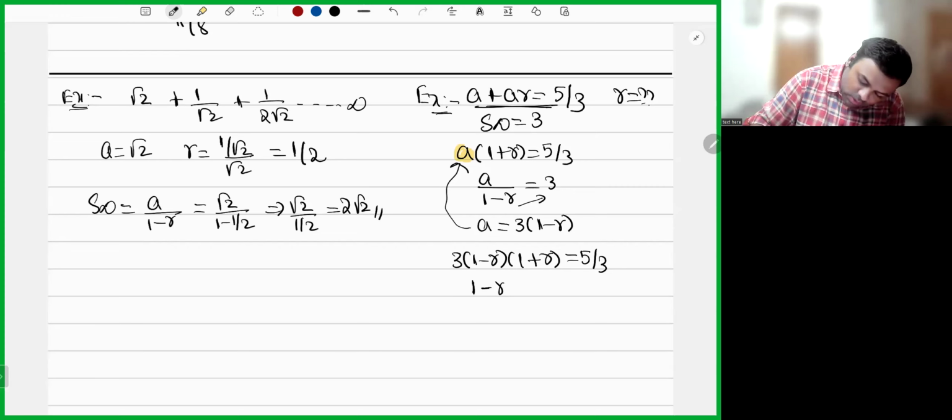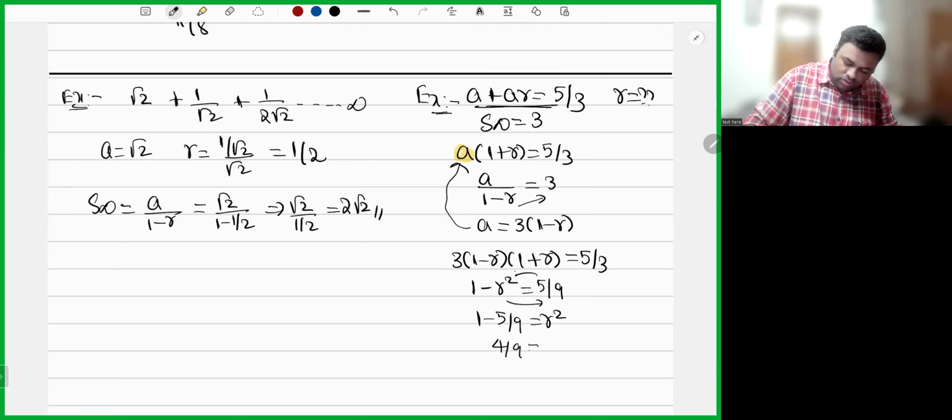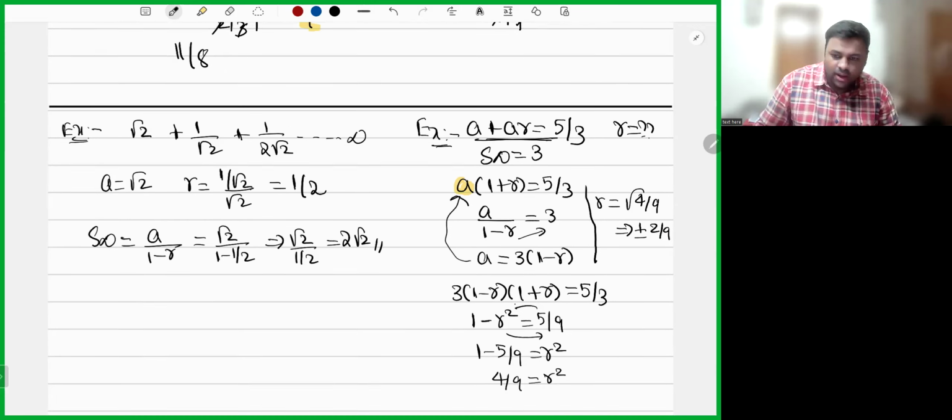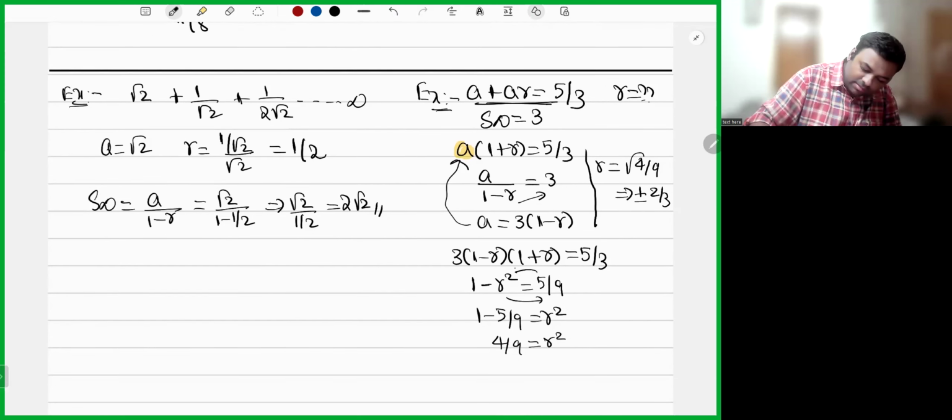1 minus R square is equals to 5 by 9. Take 5 by 9 here, R square here. 1 minus 5 by 9 is equals to R square. What is 1 minus 5? 9 minus 5, 4. 4 by 9 is equals to R square. So R will be root of 4 by 9. That is plus or minus 2 by 3. Okay. Simple question, nothing much difficulty. Yes, sir, nothing much difficulty.